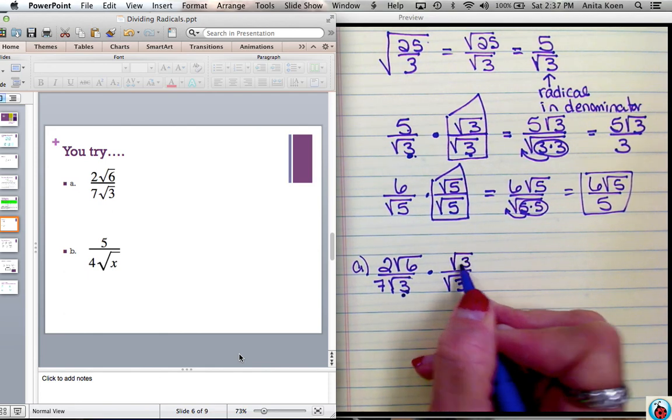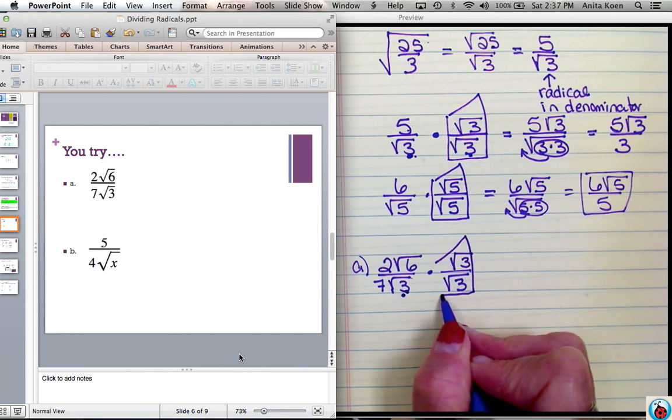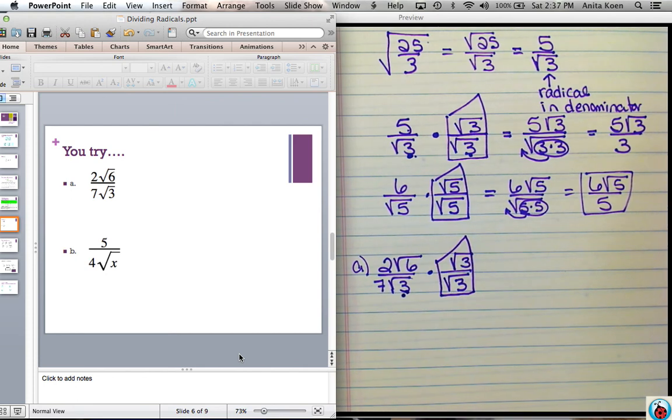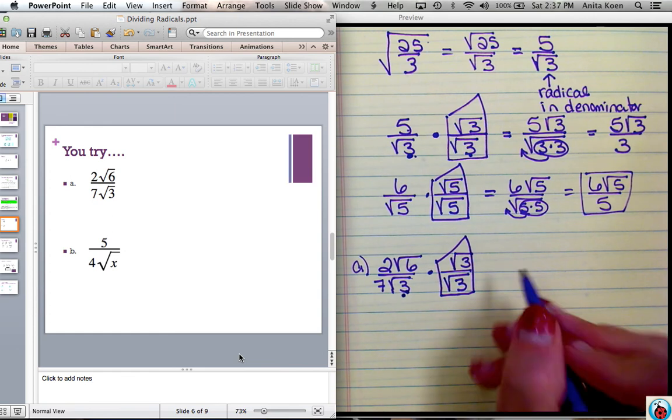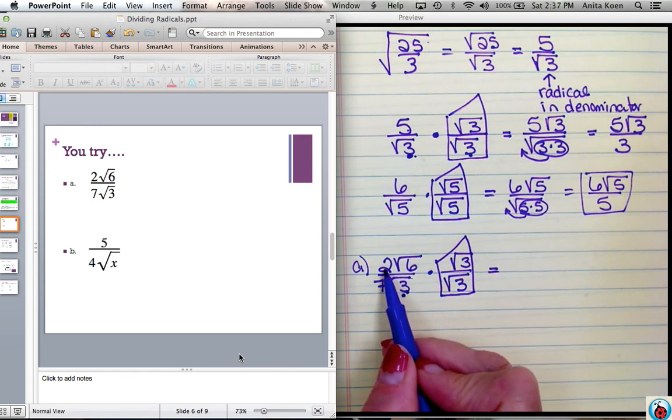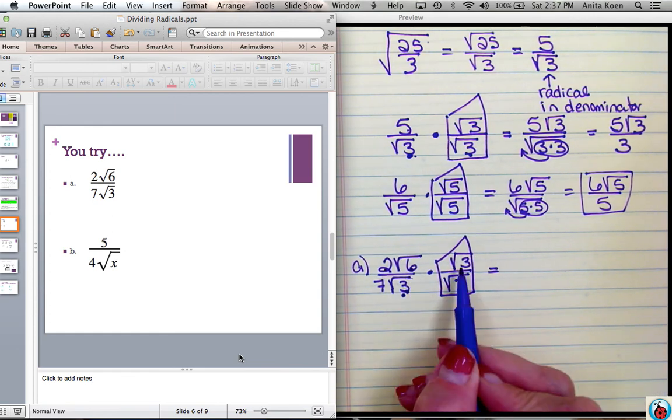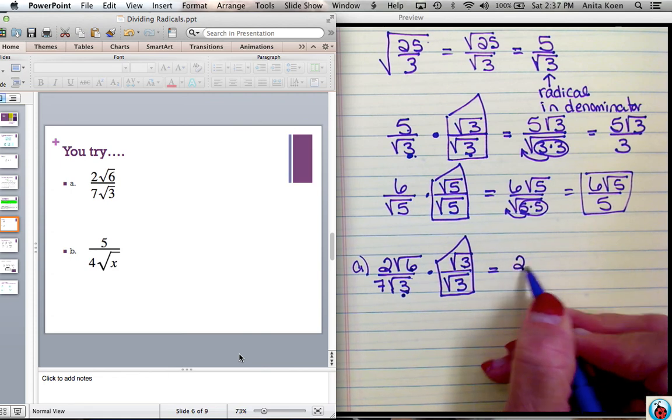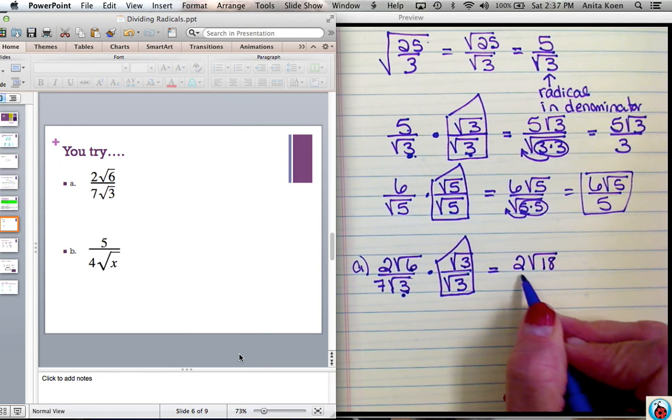Whatever I do to the bottom, I must do to the top, because I have to be multiplying by that big, ugly number 1. So in the numerator, I have 2 times the square root of 6 times the square root of 3, which is 2 times the square root of 18.